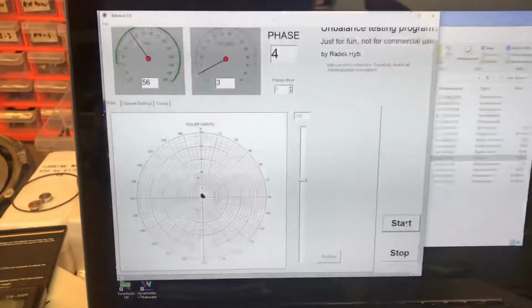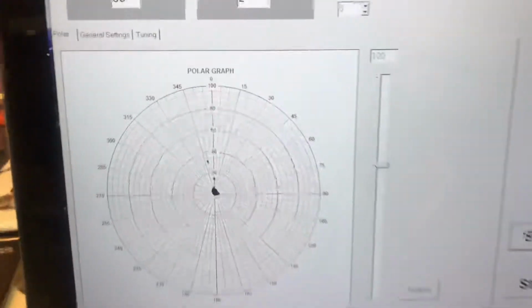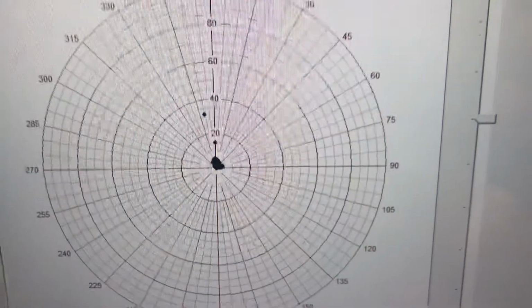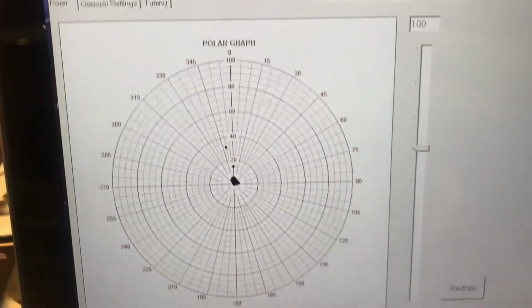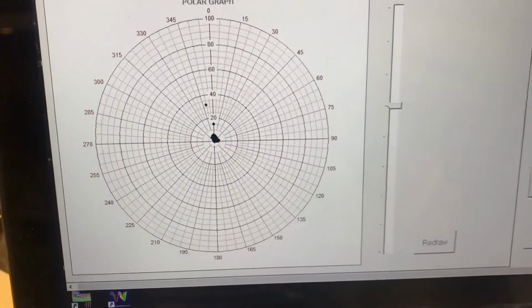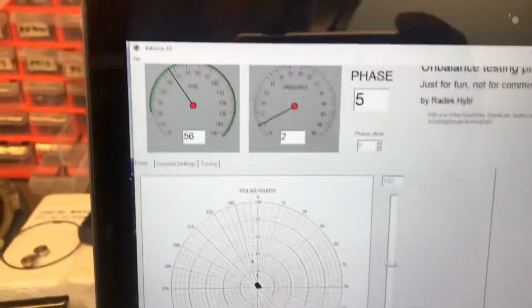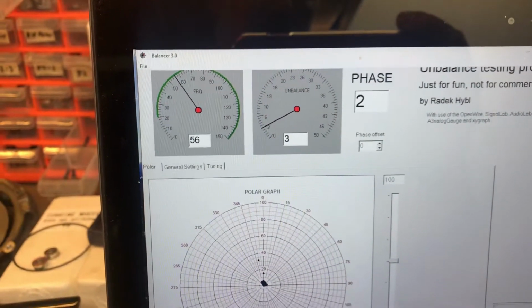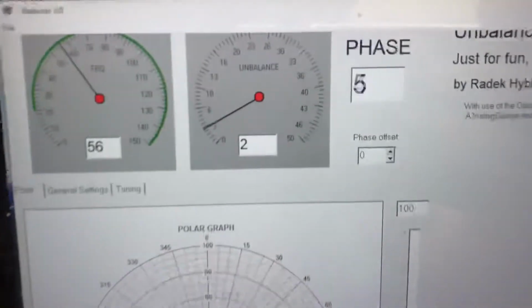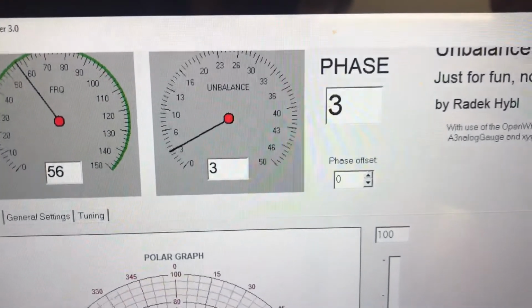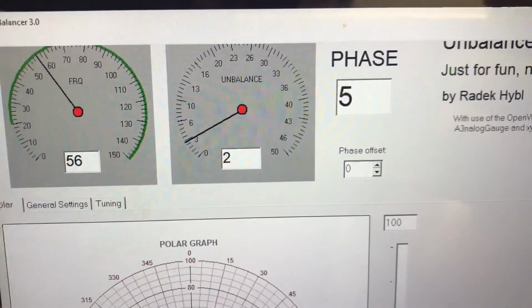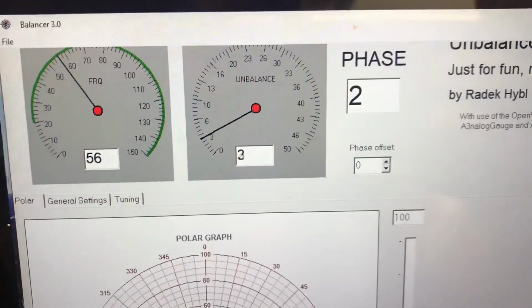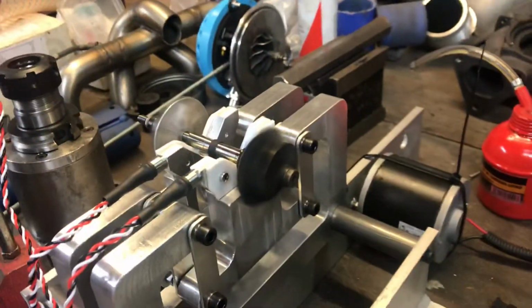So, hello again, YouTube. Balance is working. It's drawing a colored graph on the diagram that shows how much imbalance there is. The unbalance is milligrams per millimeter, so not much. And that's on the exhaust side.